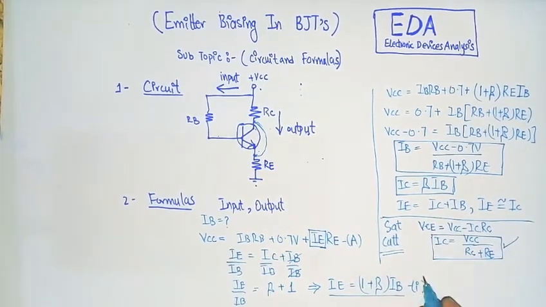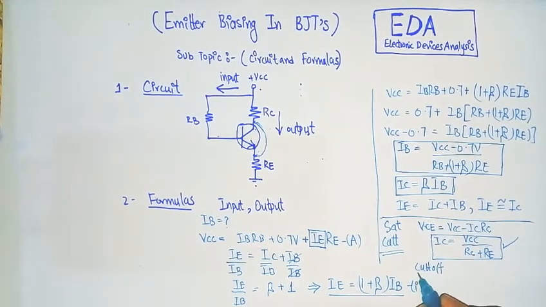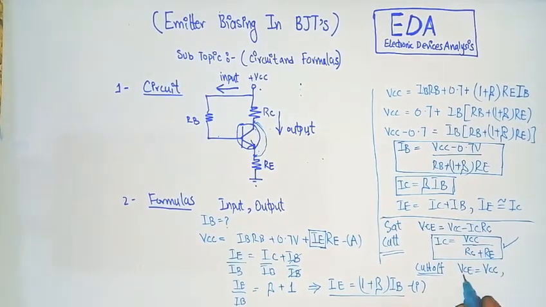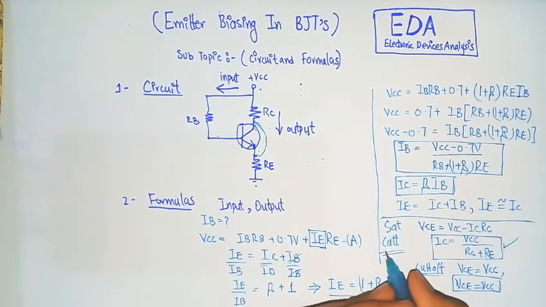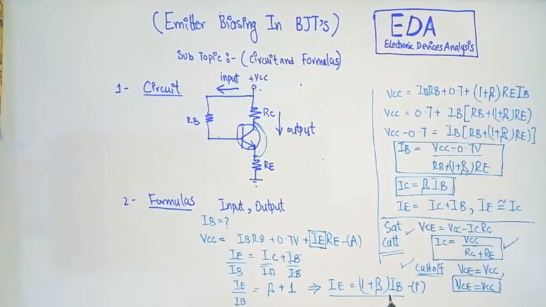There will be a change in the saturation region in emitter biasing circuits. For the cutoff region, in fixed biasing VCE will be equal to VCC, and in emitter biasing it will be similar: VCE will be equal to VCC. So these both are for the output characteristics of emitter biasing.